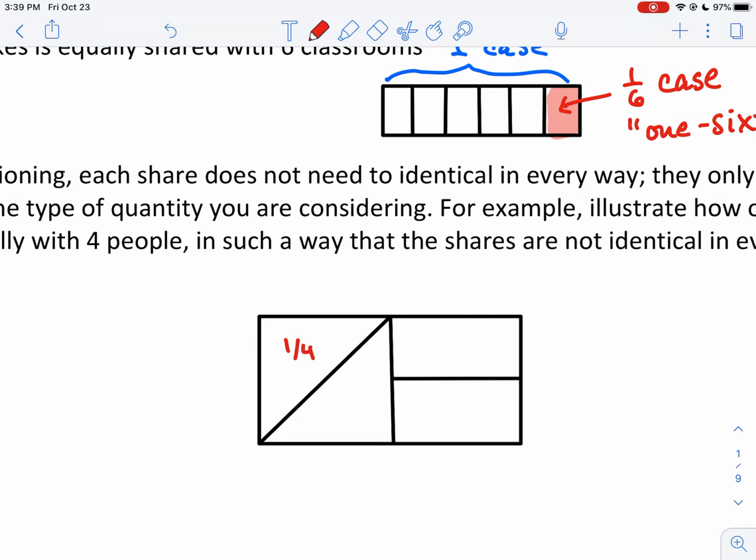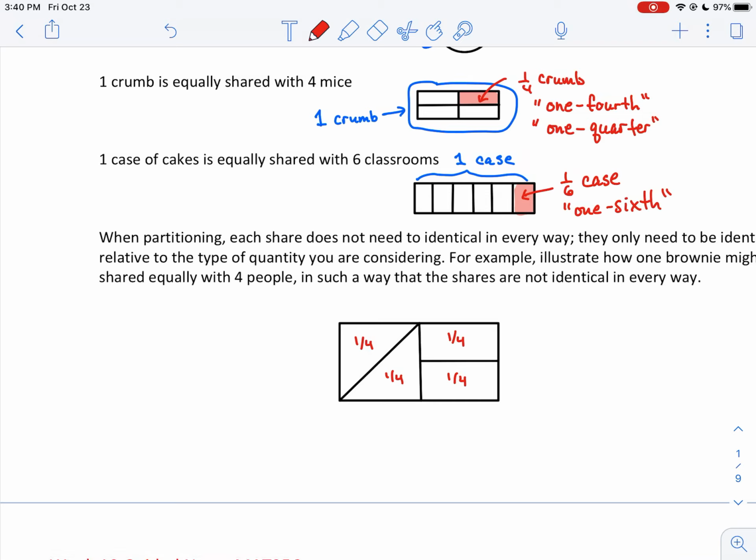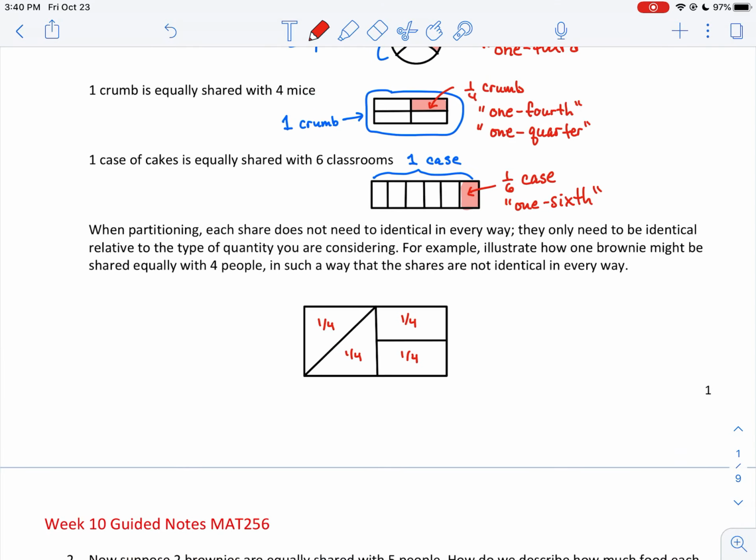So this triangle represents 1/4 of the brownie. This triangle represents 1/4 of the brownie. This is 1/4 of the brownie, and this is 1/4 of the brownie. No person here should complain that they're being cheated. They're all getting the same amount of brownie, even though the shapes don't look alike. That's why I said it has to be equally sized, not equally shaped portions.